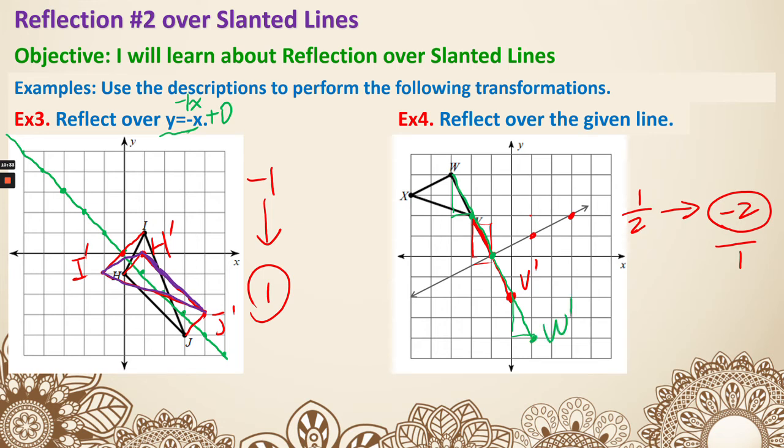X works the same way, down 2 over 1, down 2 over 1, there we go, connect. That's 2 full diagonals again, so 1 full one and 2 full one. There is my X prime. I just need to connect all the points, so X prime to W prime to V prime, and V prime back to X prime. There we go, there's our reflection.